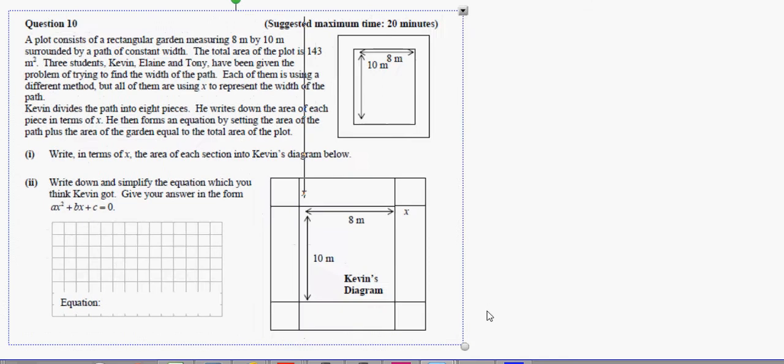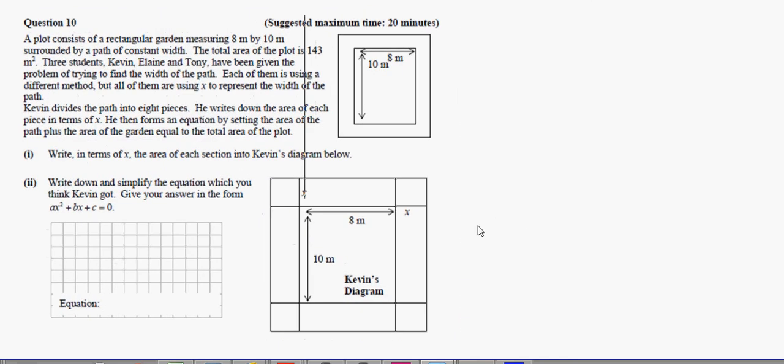Okay, right, in terms of x, the area of each section in Kevin's diagram below. Now remember, a plot consists of a rectangular garden measuring 8 by 10, which is 80 meters squared, and the total plot area is 143 meters squared. So what happens here is this part here is 80.